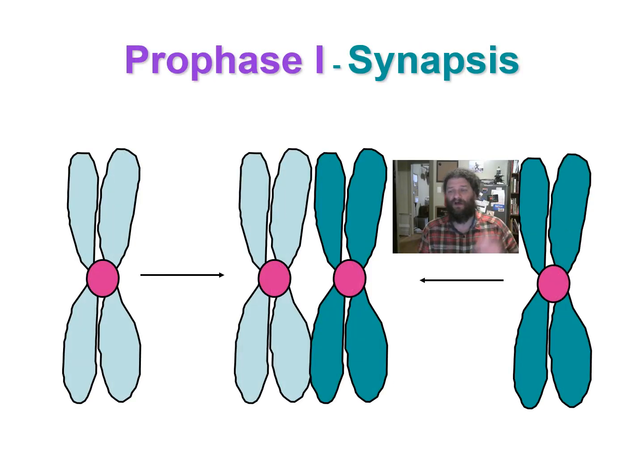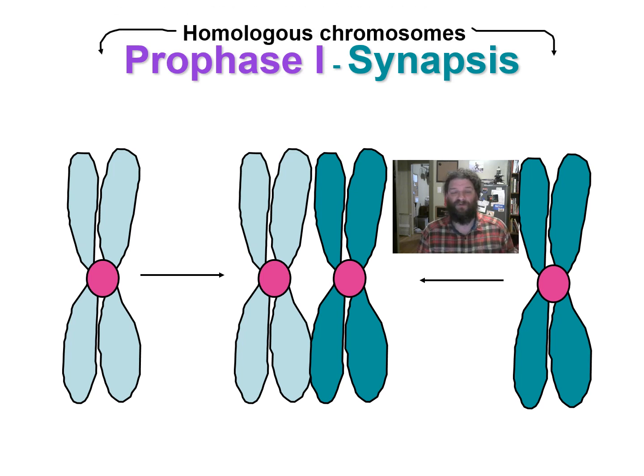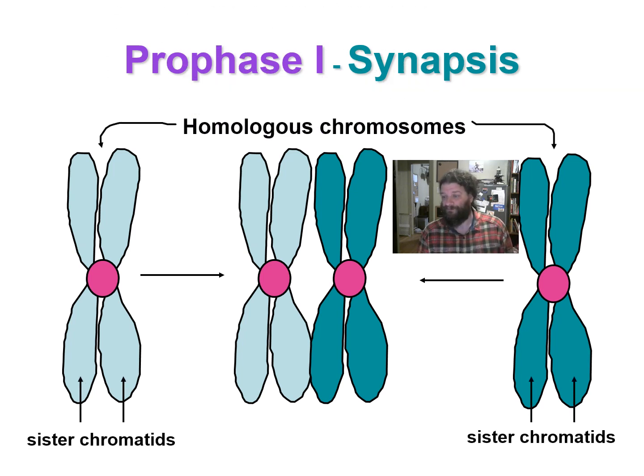This formation of tetrads is called synapsis, a term that you're never going to be quizzed on, but it's kind of cool to know, that we're bringing together these non-sister chromatids that are carrying genes for the same traits, though they might be different characteristics of those traits.